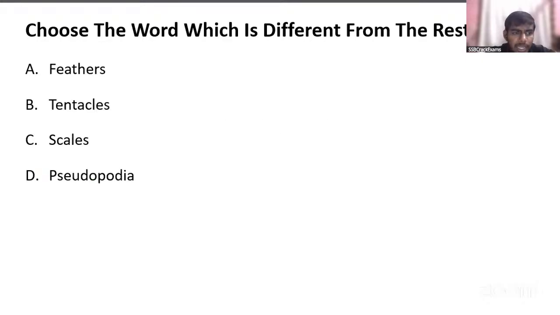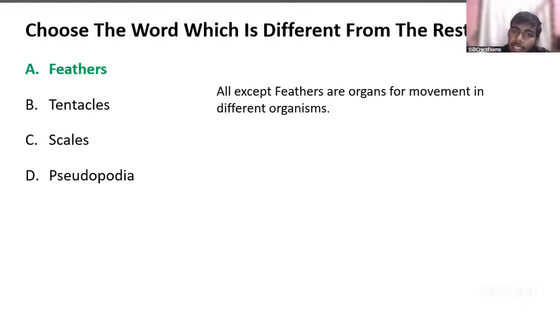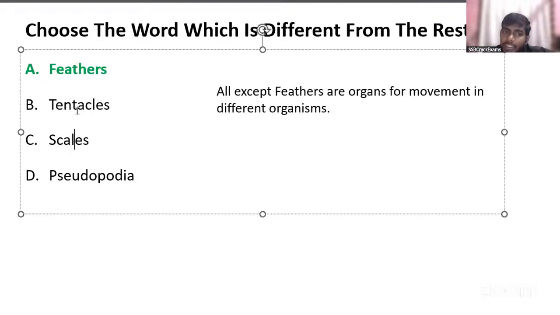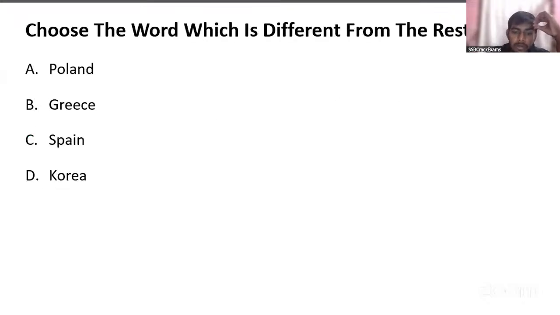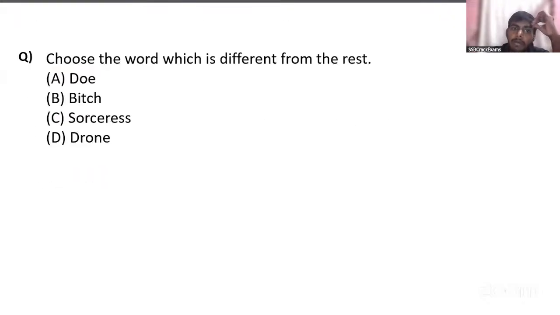We can have a few more. Feathers. Okay, who has feathers? Birds. See, all except feathers are organs for movement for different organisms. How do different things move? Some move with the help of scales, some with the help of tentacles, some with pseudopodia. But feathers don't help in movement. They help in flying, not in movement. This is how you have to give the answers.